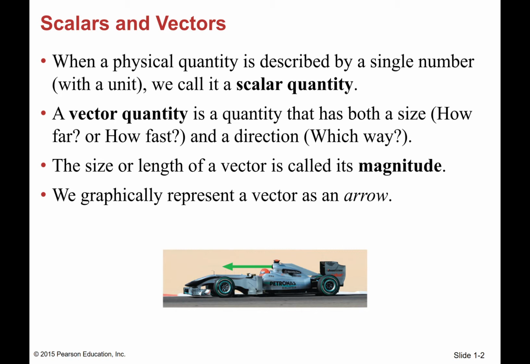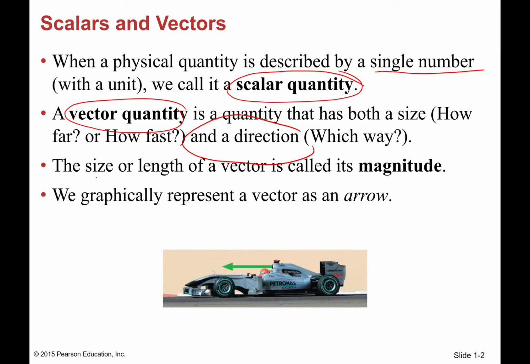Velocity is a vector quantity. A physical quantity that is described by a single number, like speed, temperature, pressure, those are called scalar quantities. Scalar quantities are physical quantities for which you only need one number. A vector quantity is a quantity that has a size, like velocity has a size, how fast you're going, and a direction. You could be going east, north, west. So vectors have size and direction. Scalar quantities have only size.